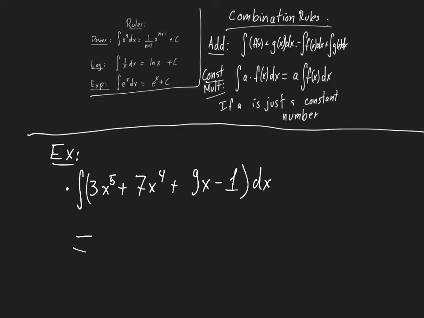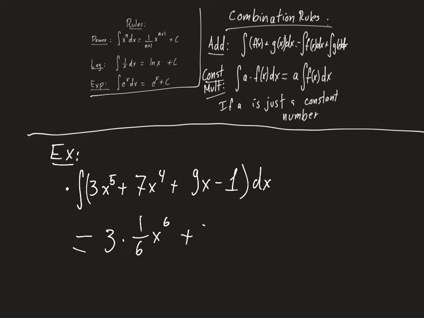So this is just an addition of a lot of different functions, so we can just do each of these one at a time. For the first one, we have a 3 up in front that's going to stay there. Now, the integral of x to the 5th is going to be x to the 6th, and divide by the new power in front.